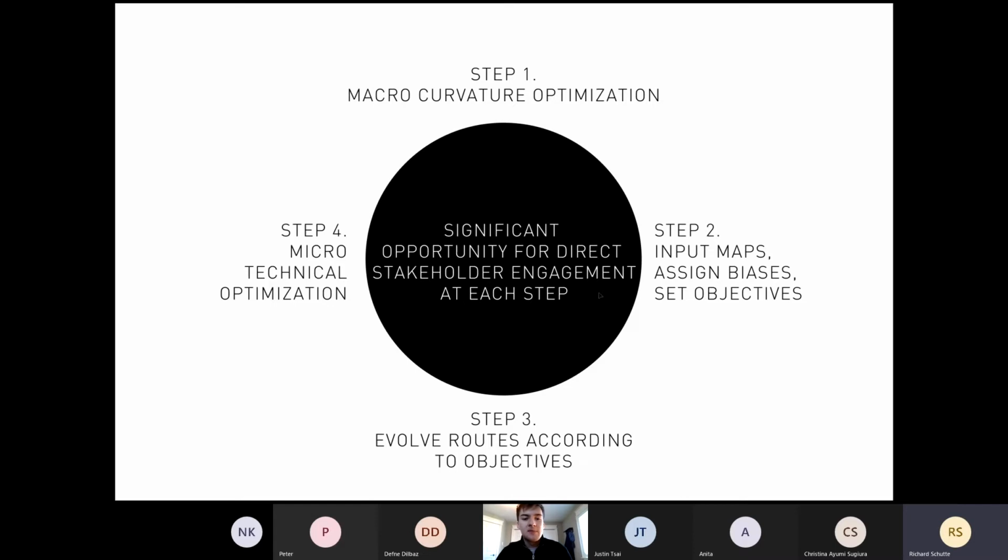So to sum it up, step 1 is macro curvature optimization at the continental scale. Step 2 is to select your region, input maps, assign biases, and set objectives. Step 3 is to evolve routes according to those objectives. And step 4 is to make micro technical optimizations according to those selected routes. What is important here is that there is significant opportunity for direct stakeholder engagement at each step. We can be transparent with how we're planning this infrastructure, and talk to people about what the biases are, what the maps are, and what rules we're putting in place to determine the output.